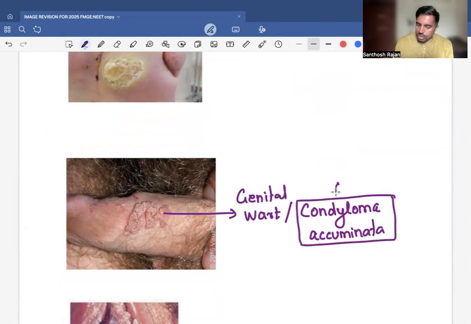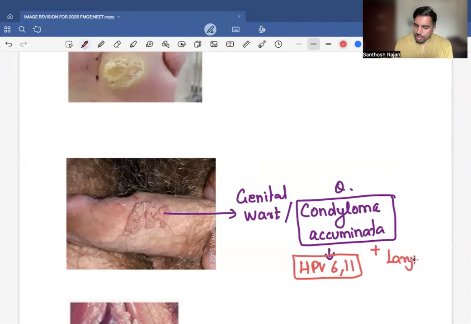Okay, this is the important thing they ask. Which is the species causing it? Condyloma acuminata is basically caused by HPV 6 and 11. Important question. One more thing: not only condyloma, but also laryngeal papilloma is caused by HPV 6 and 11. So both are HPV 6 and 11.